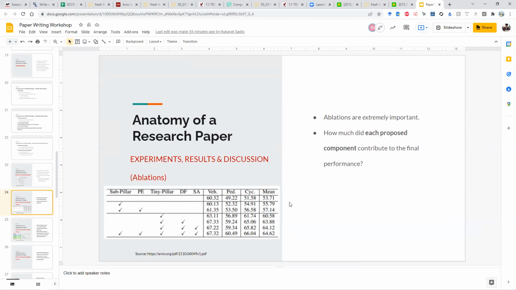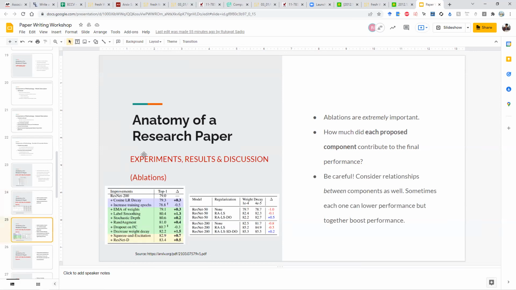Another thing to keep in mind when doing ablation studies, or even just developing a model in general, is that you have to consider relationships between components as well. Sometimes each one can lower performance on its own, but in conjunction, they can boost performance. One example of this that you might actually run into during your homeworks is, let's look at this part.